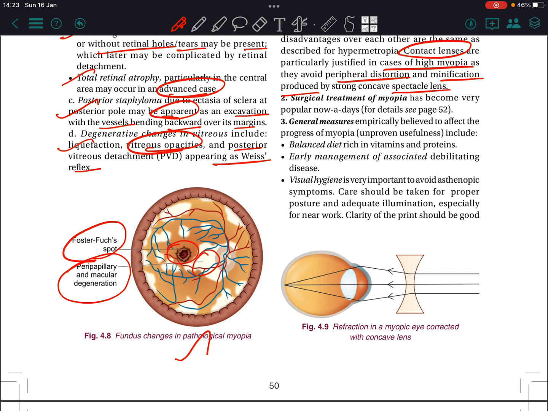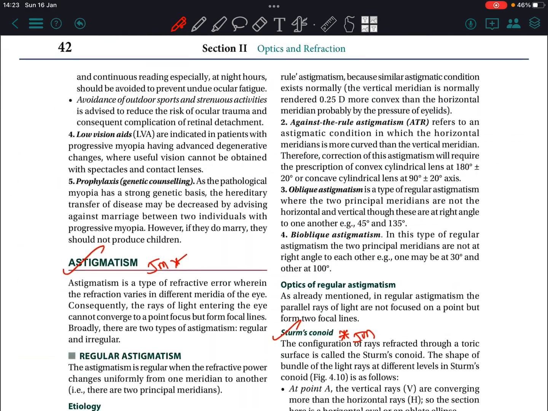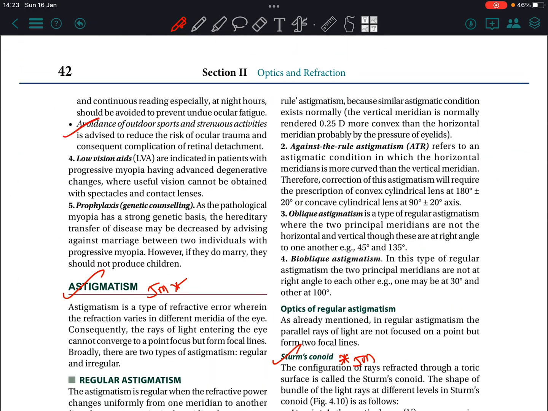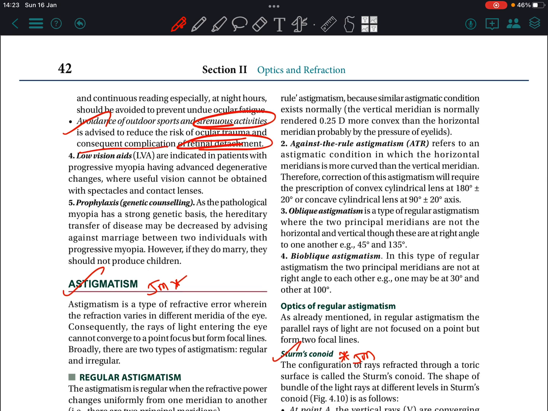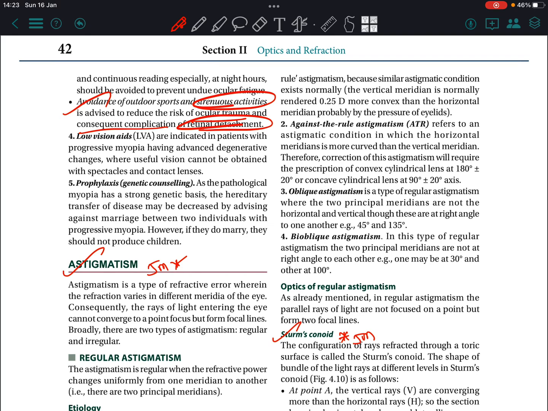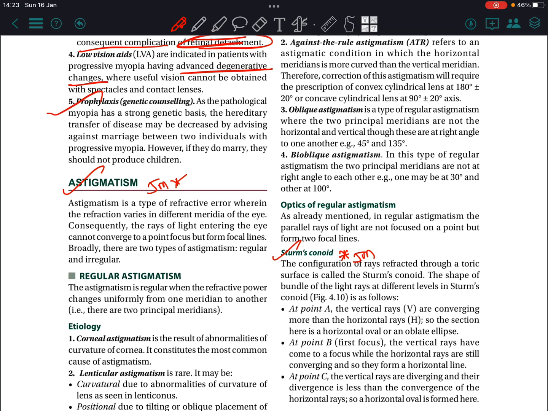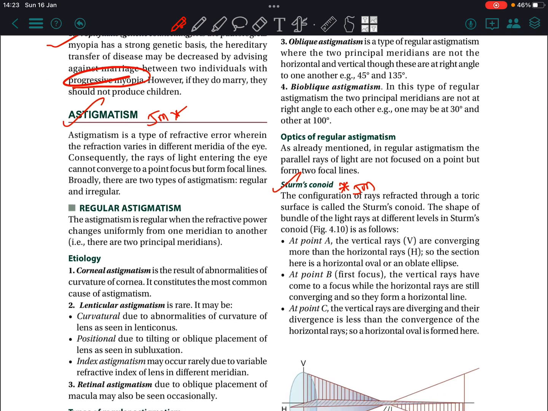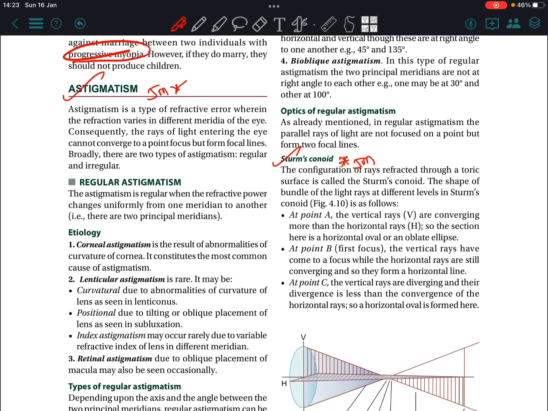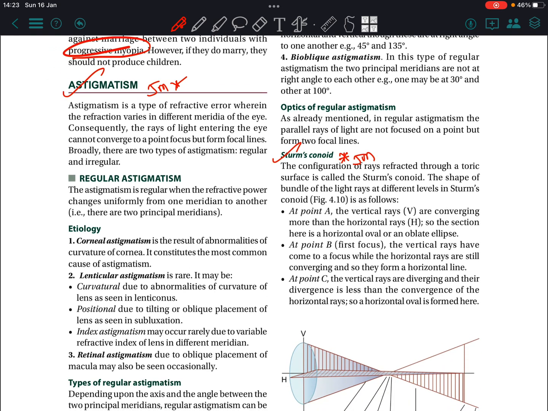General measures: balanced diet, early management of debilitating disease. Visual hygiene is very important to avoid asthenopic symptoms. Avoidance of outdoor sports and strenuous activities is advised to reduce the risk of ocular trauma and consequent complication of retinal detachment. Low vision aids are indicated in patients with progressive myopia having advanced degenerative changes. Prophylaxis: genetic counseling should be given for pathological myopia and school myopia. Simple myopia, astigmatism.